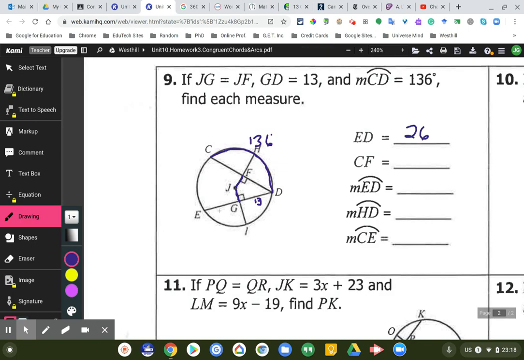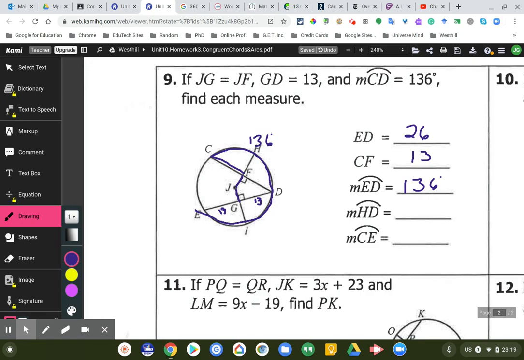Okay, see where I got that? EG is 13 because it's halfway in the middle here. So 13 plus 13 is 26. CF, then obviously, CF is 13. Okay, the measure of arc ED around here, right? ED, that's 136, just like CD.